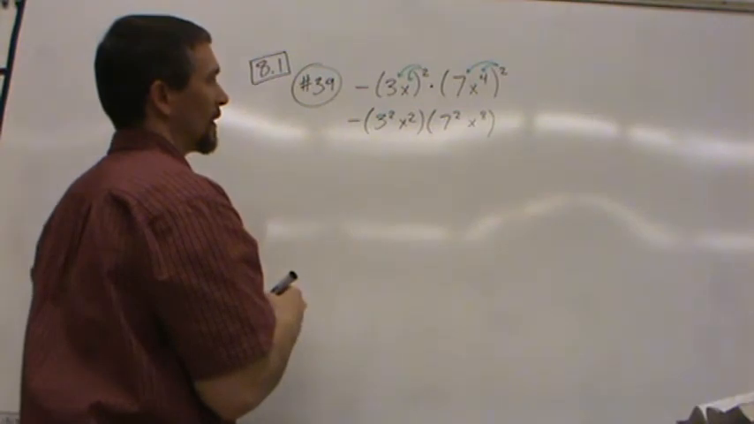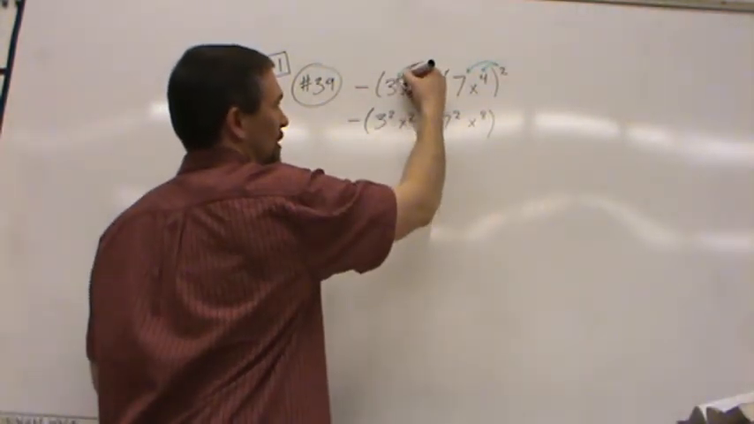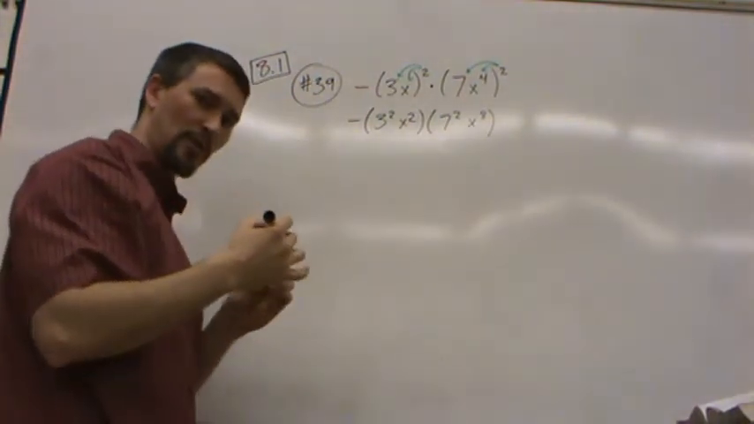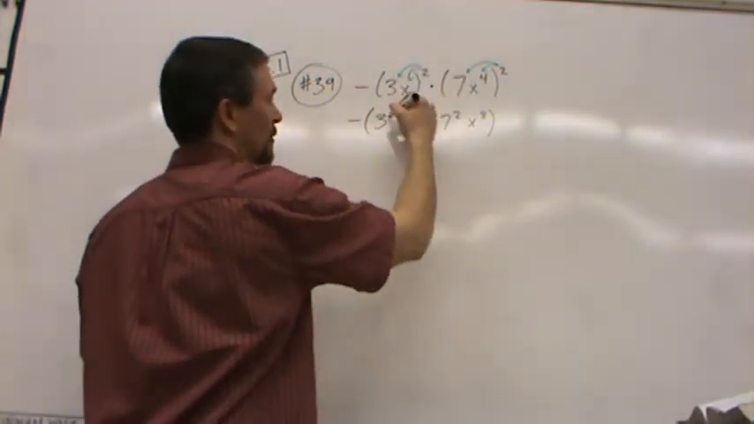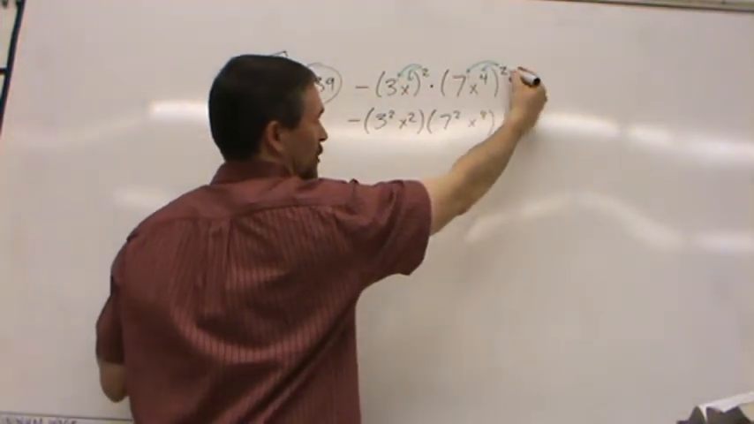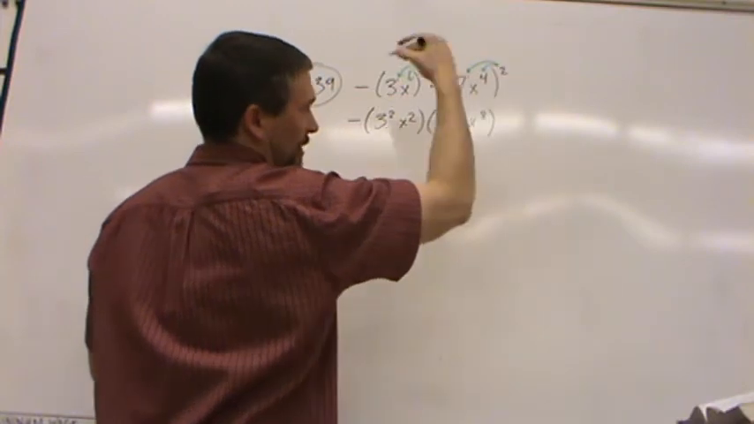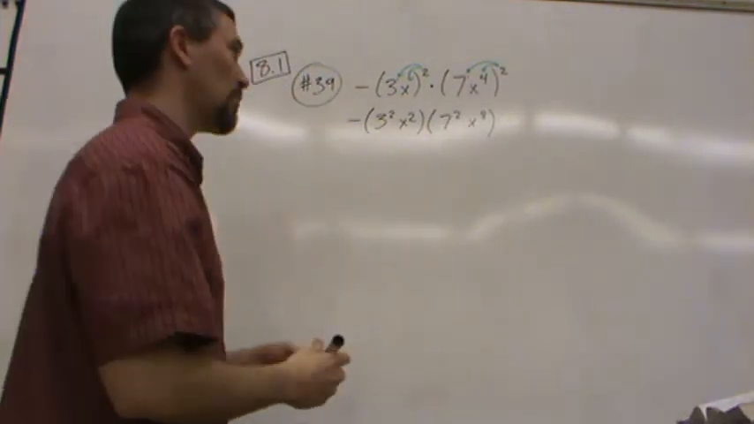I guess it's noteworthy to say that the 3, just the plain old number 3, actually has an understood 1. And so that's why 2 times 1 would end up being 3 squared. I'm just saying that to reinforce that you're actually multiplying 2 times 1. You're not just giving it to the 7. There's an understood 1 there that you multiply times.